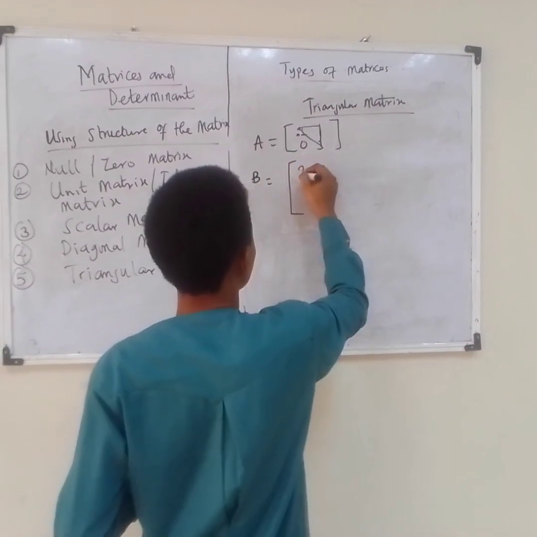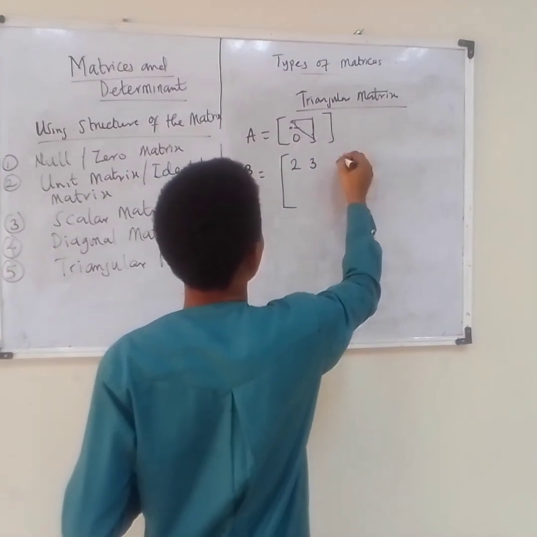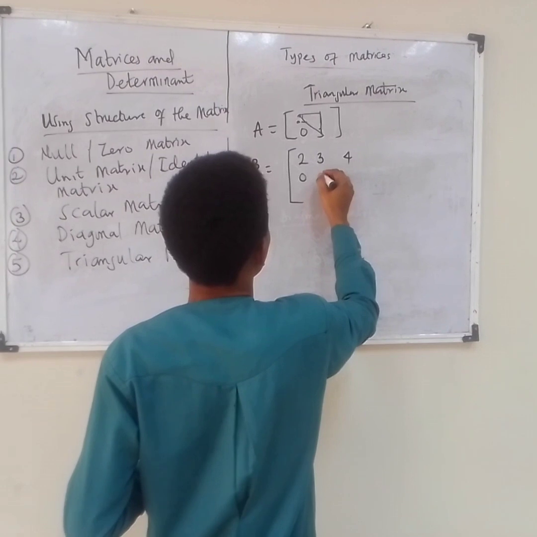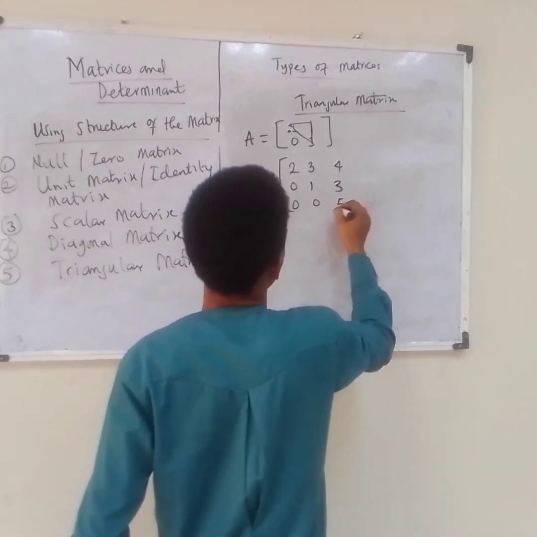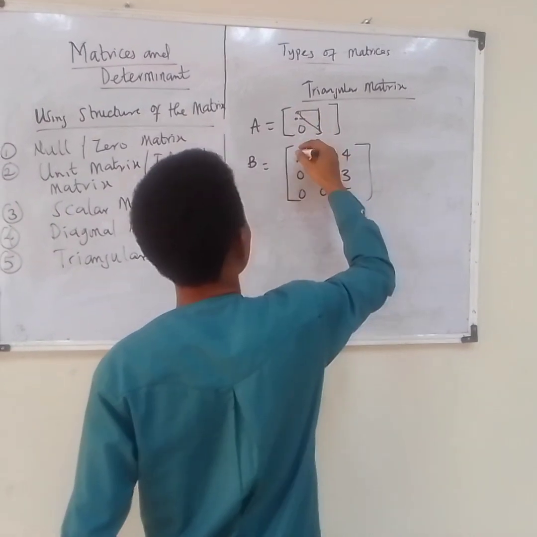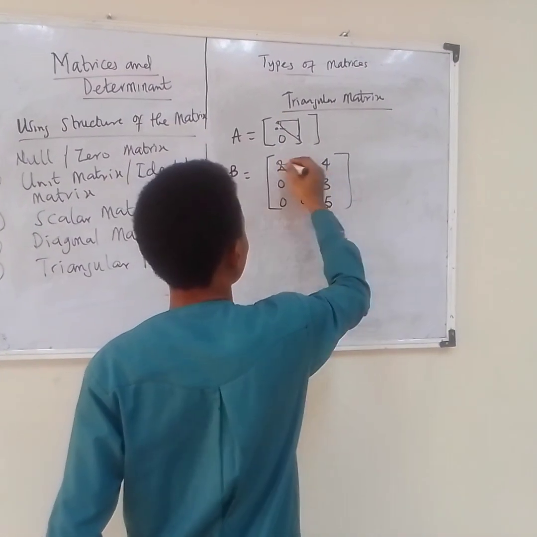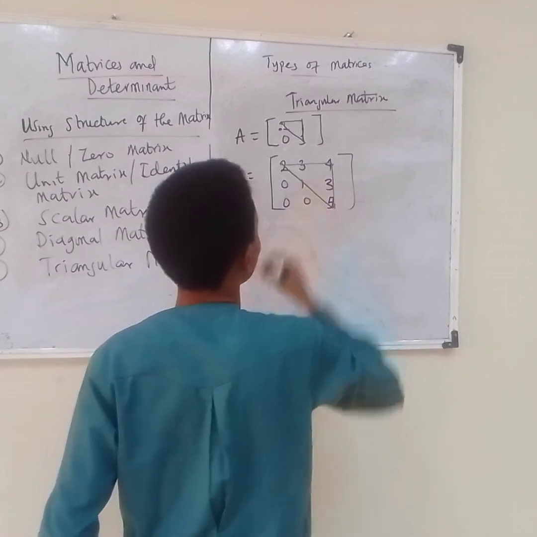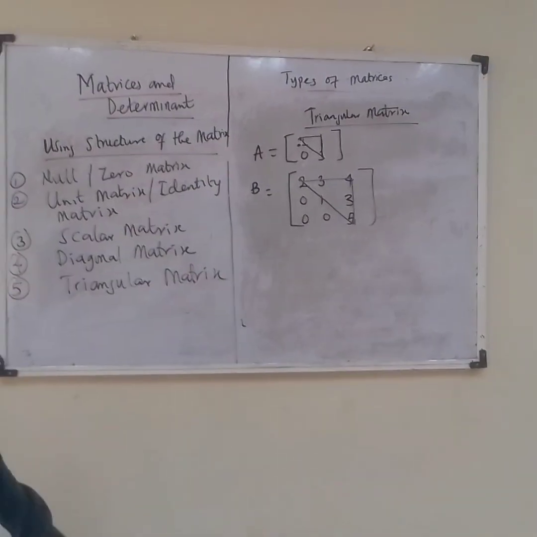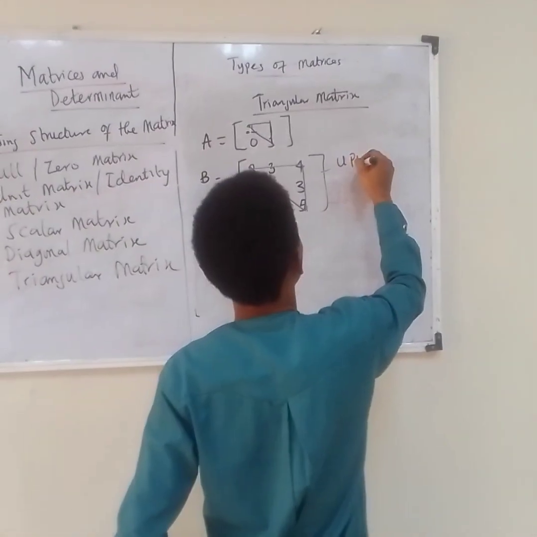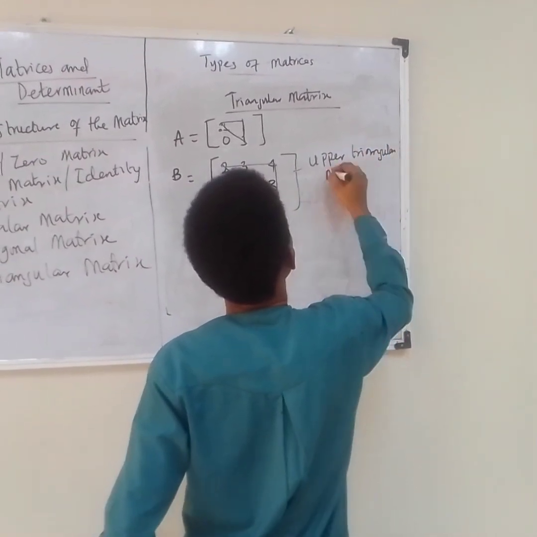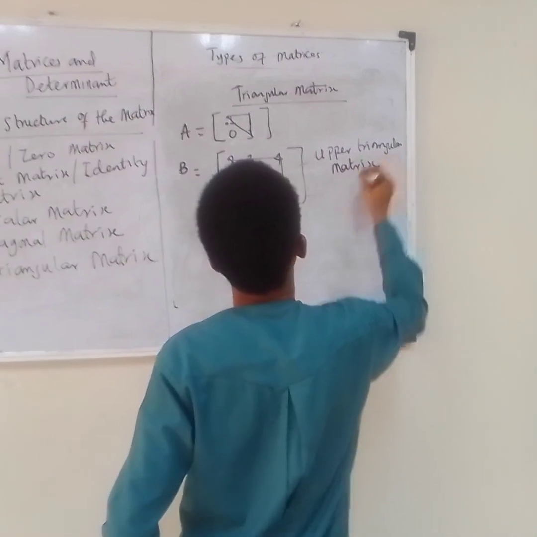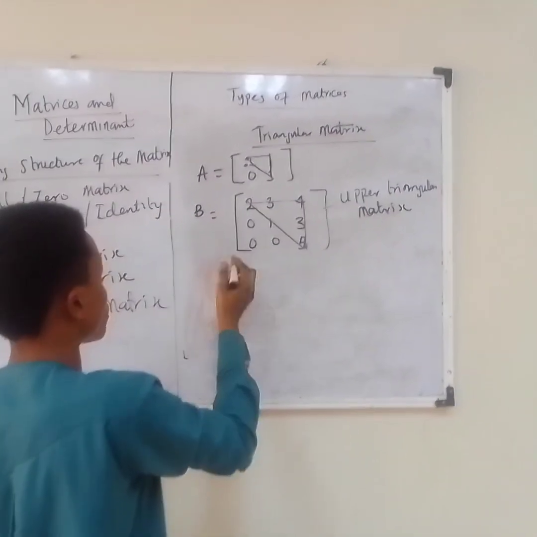We can extend this further. Let's say 2, 3, 4, 0, 1, 3, 0, 0, 5. This is upper. What you have in the leading diagonal are numbers, so it forms an upper triangular matrix. We can also have lower.